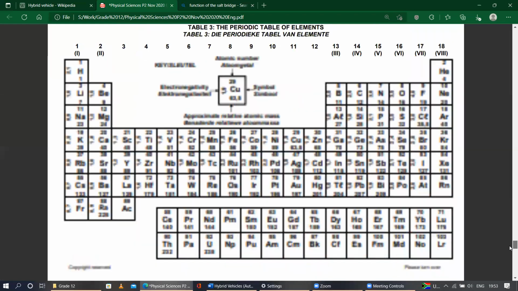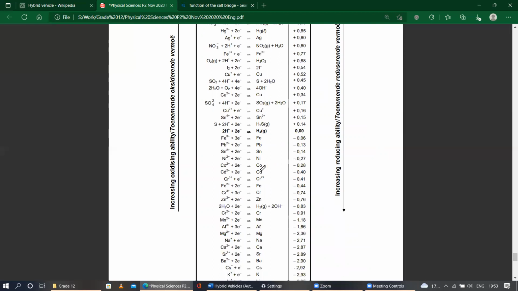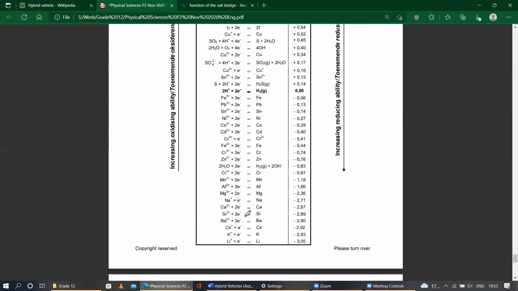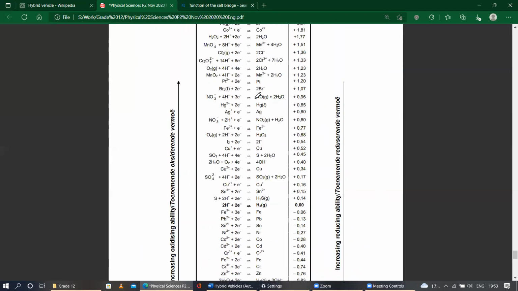Where's the half reaction graph? Let's look, and then we can look for magnesium. Your magnesium is here, and platinum. I think the formula for platinum is Pt, and your platinum is here. Just from the looks of it, platinum has a higher oxidizing ability than magnesium.